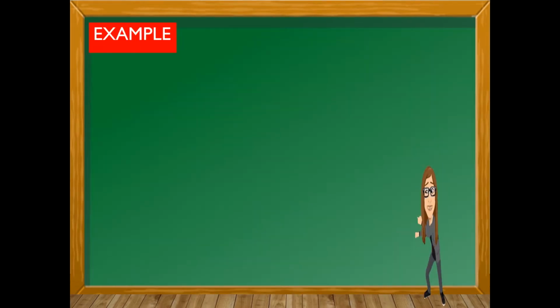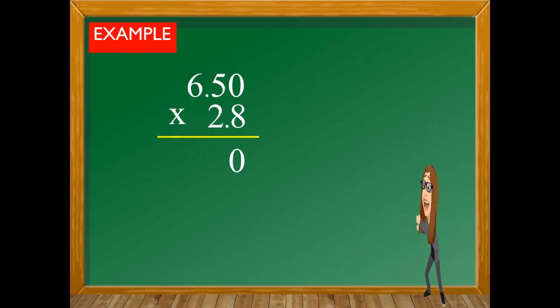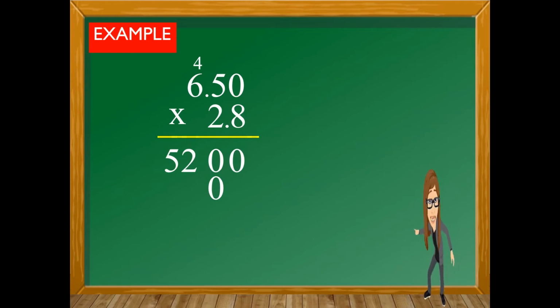So, for example, we have 6 and 50 hundredths multiplied by 2 and 8 tenths. So, 8 times 0 is 0. 5 times 8 is 40. Carry 4. 6 times 8 is 48 plus 4, 52. 2 times 0 is 0. 2 times 5 is 10. Carry 1. 6 times 2 is 12 plus 1 is 13.